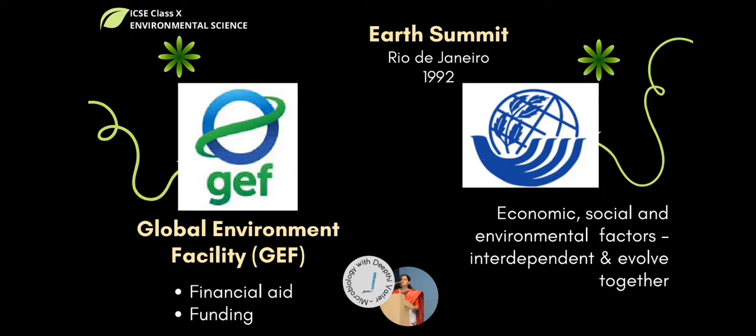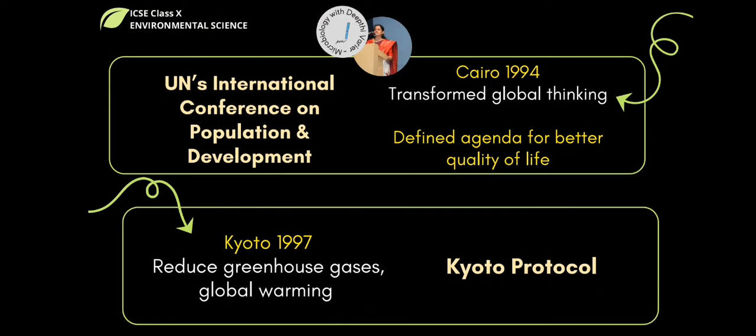Many important issues were discussed, and it is in this summit that they realized that sustainable development is definitely an attainable goal. We can definitely go for sustainable development, and it was realized that the economic factors, social factors and environmental factors are interdependent and they evolve together. You cannot have only economic development and be happy. No, we need to have all together, and only then can we call it as sustainable development. The importance of sustainable development was realized in the Earth Summit in Rio de Janeiro.